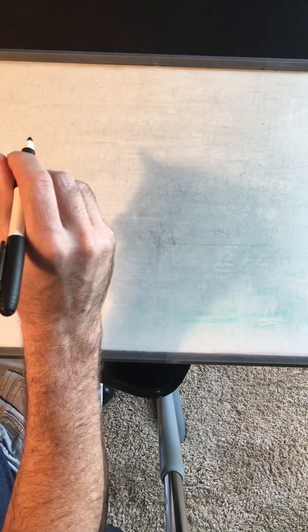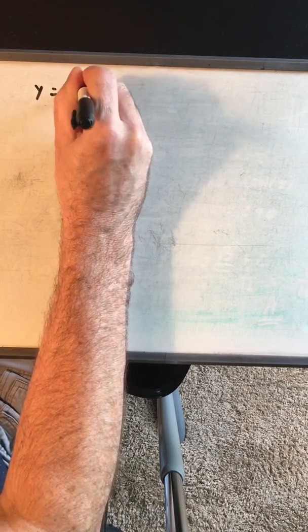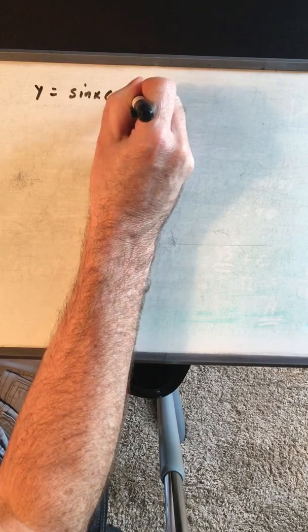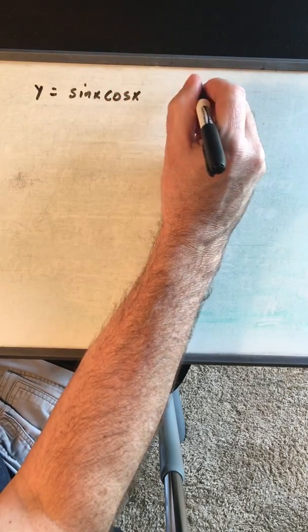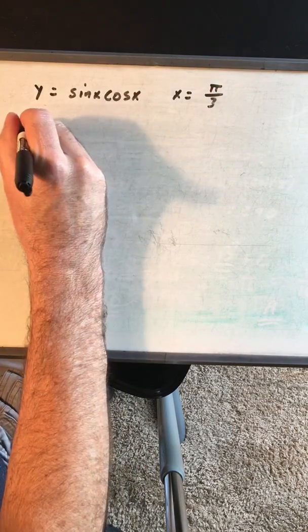Number 10. All right, it says y is equal to sine x cosine x, x is equal to pi over 3. What is dy dx?